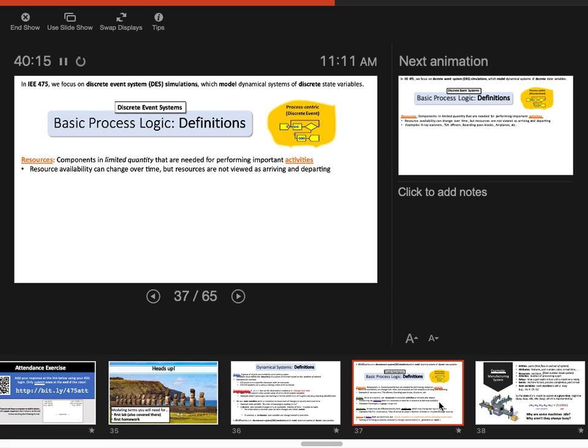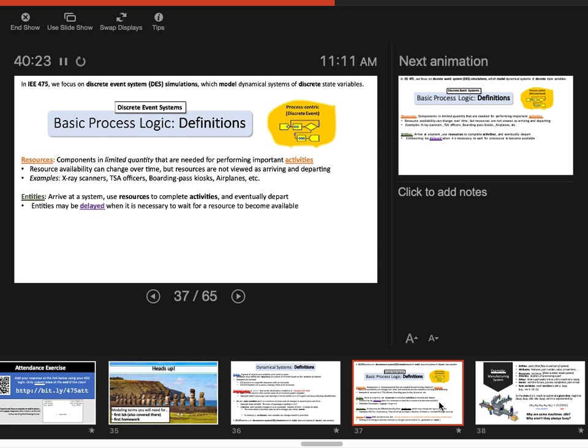But in order to perform them, you need resources, and there's only going to be a limited number of them, and that's what's going to cause people to wait on those resources. So I gave these examples already, X-ray scanners, TSA, etc. Entities are the things that wait on the resources. So entities come and go, whereas resources generally are always there.